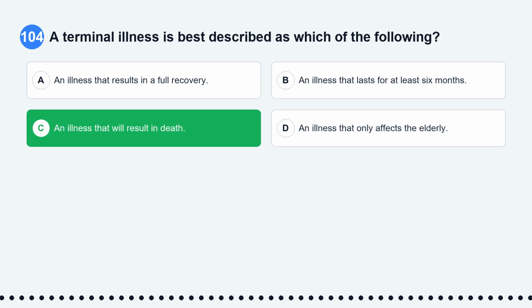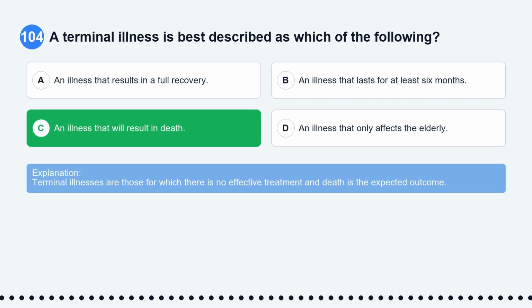The correct answer is option C. An illness that will result in death. Terminal illnesses are those for which there is no effective treatment and death is the expected outcome.